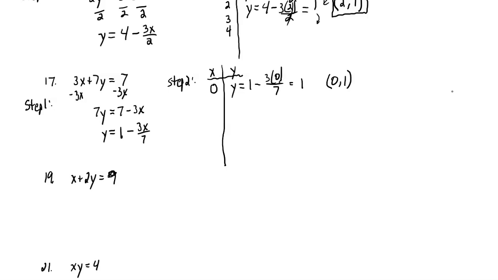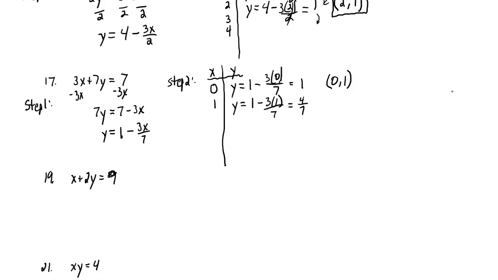Now, let's put some thought into what's going to happen if we try 1 as the next whole number. This would look like y equals 1 take away 3 times 1 over 7. When we work this out, are we going to get a whole number? Right, 3 times 1 is 3. 3 divided by 7 is the fraction 3/7. 1 subtract 3/7 is 4/7. That's not a whole number.